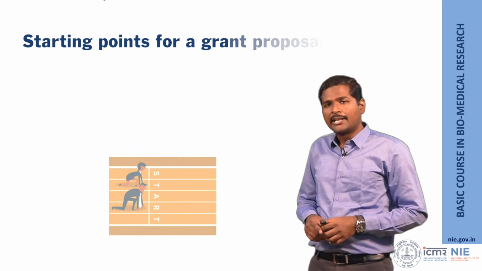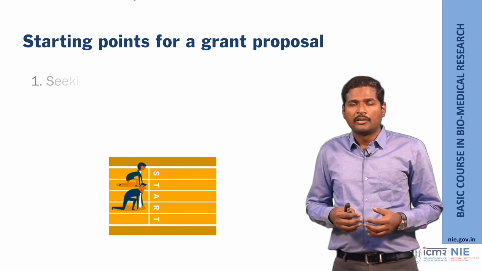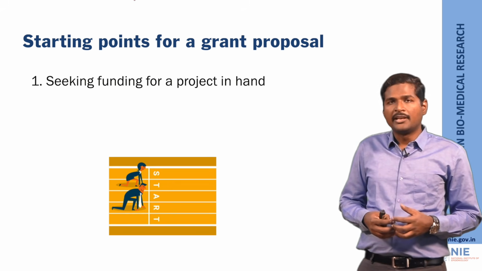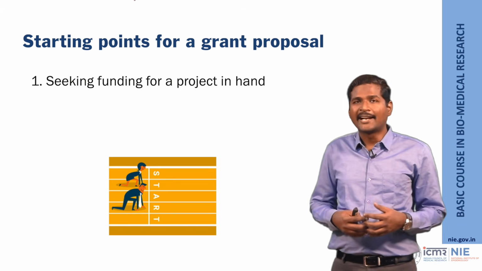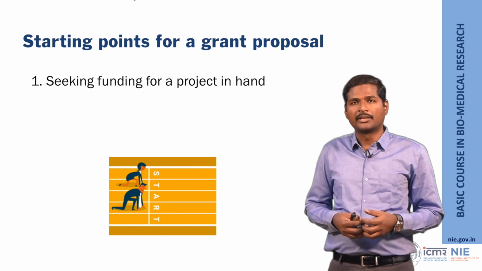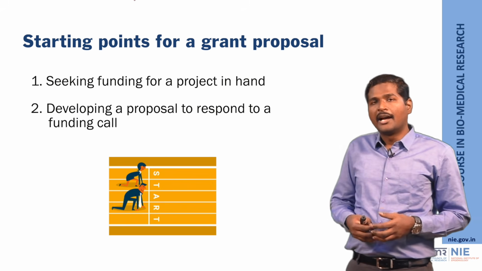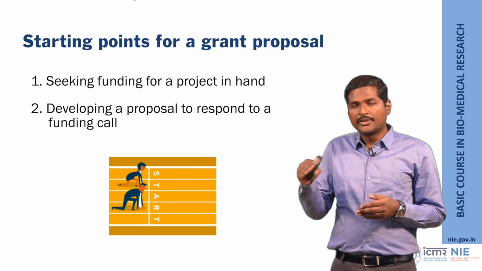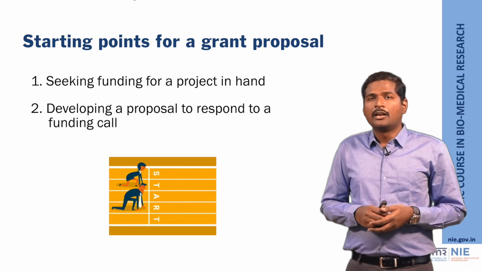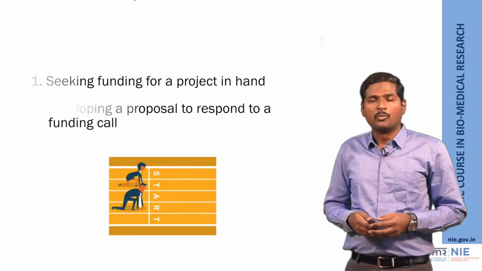There could be 2 starting points for a grant proposal. The first starting point could be you have a project in hand and you are actively seeking out funds for that project. The second starting point could be you come across a funding call and you want to write a proposal specific to that funding call. Out of these 2, the first one is more common.